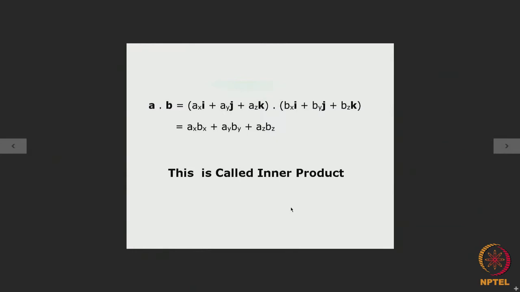And similarly, when we make a dot product between two vectors a and b, then we write down the two vectors in the form of their components, and then the product comes out to be ax bx plus ay by plus az bz. Now, this product is also called the inner product.